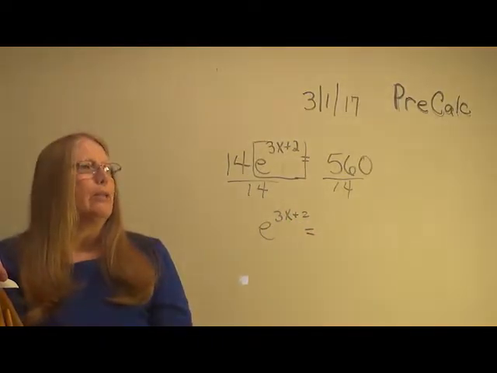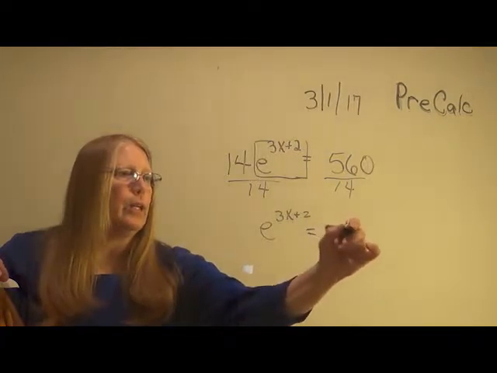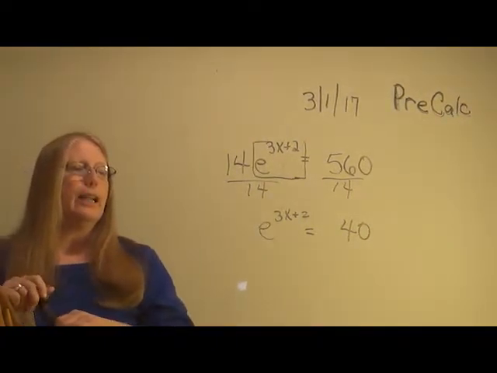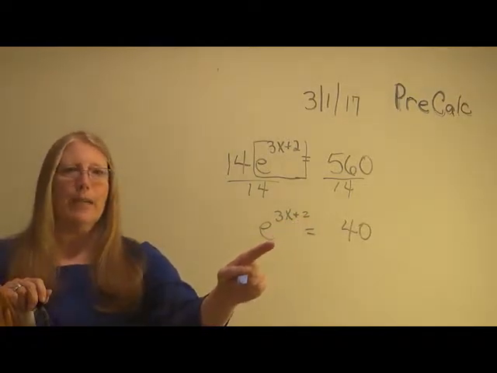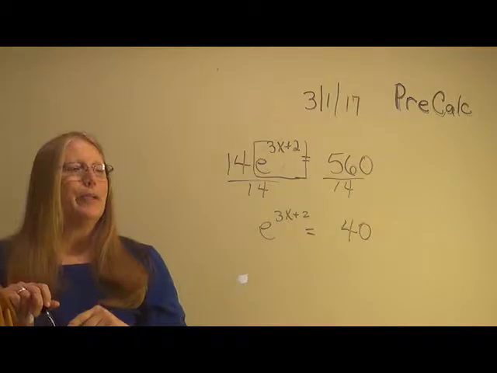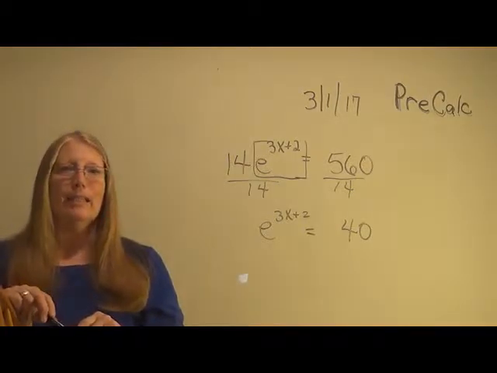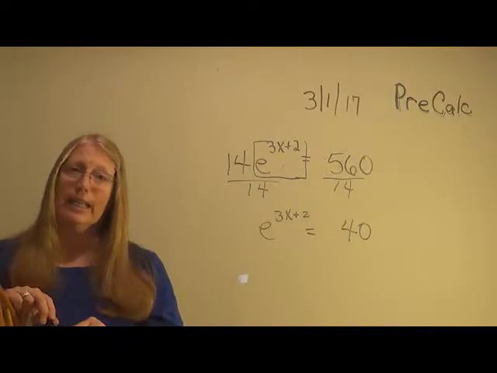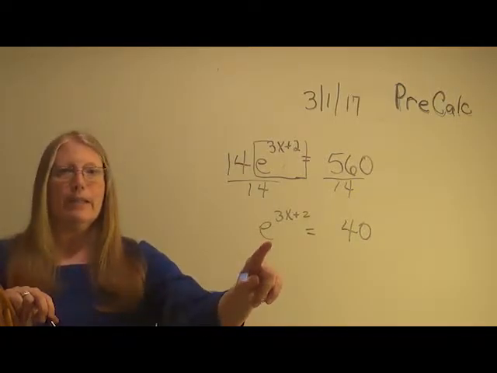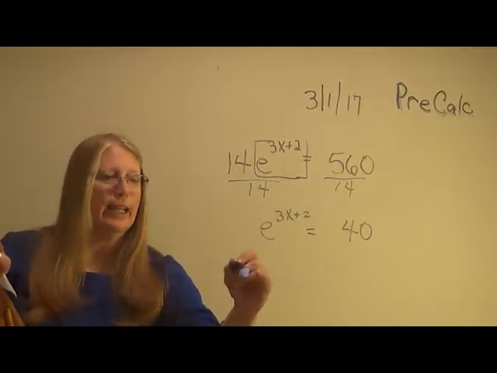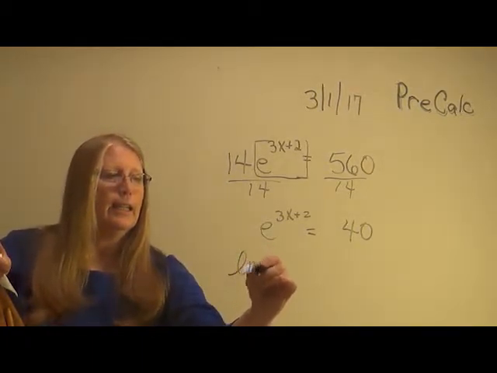560 divided by 14 is 40. So we've got a 40 over here. And now, now that this expression is by itself on the left, I need to bring the exponent down by taking the log of both sides. What kind of log will I take? Well, because this base number is an e, I'll take a base e logarithm, which is an ln.